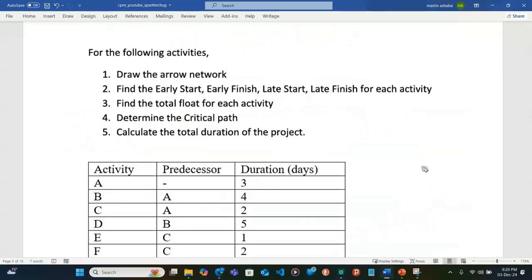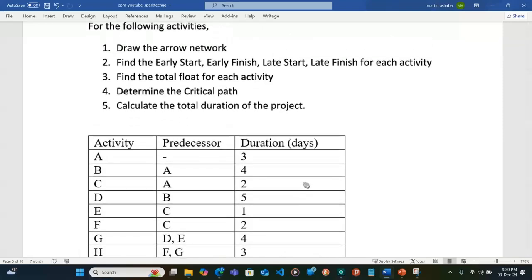Ladies and gentlemen, in this discussion, we are going to be looking at how we can answer this problem. We have provided that for the following activities, that is A, B, C up to H, draw the arrow network, find the early start, early finish, late start, late finish for each activity, find the total float for each activity, determine the critical path, and calculate the total duration of the project.